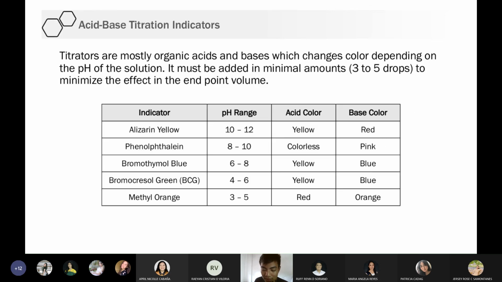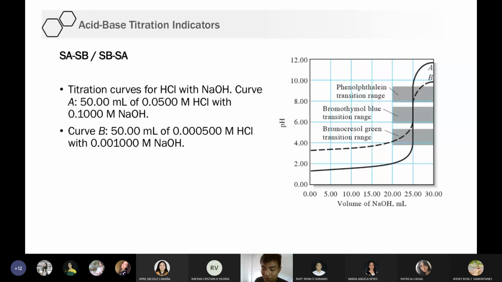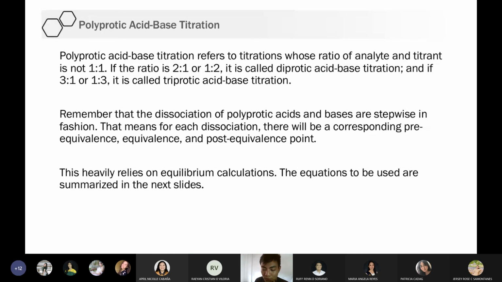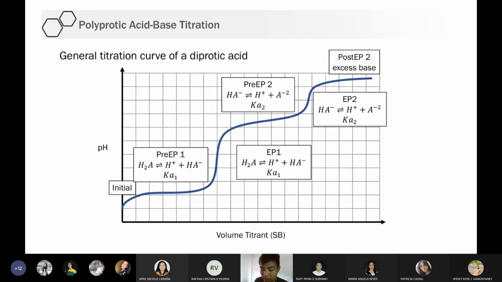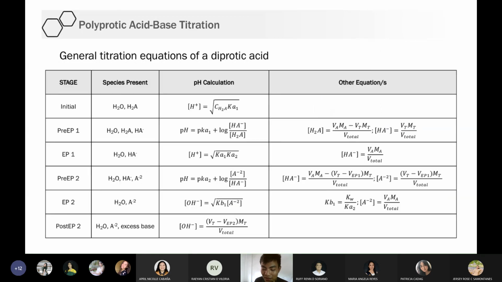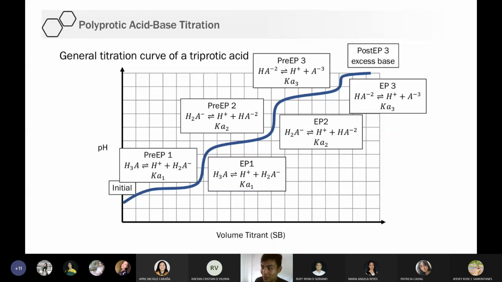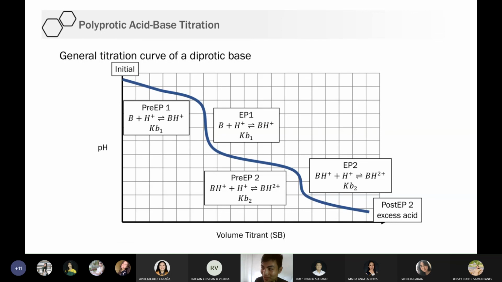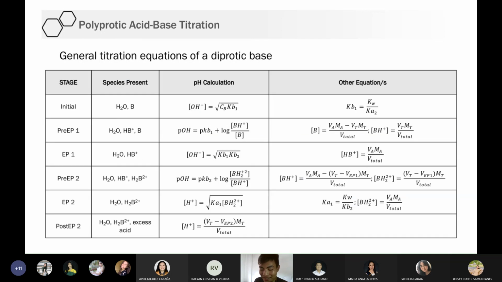The next meeting, discuss natin indicators, paano nagiging colorful sila, and what are the implications of the concentration with the colors. And we will have the polyprotic acid-base titration. By the way, if you check this part, nakakaiyak siya. Okay. For example, diprotic acid, ganito karami equations. Triprotic acid, ganito karami equations. Bulaga, di ba? Ito, diprotic base, ganyan karami equation. Nakakaiyak, di ba? Kaya ang gagawin lang natin dito is dadaanan lang natin sila.